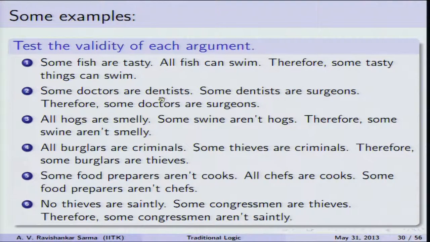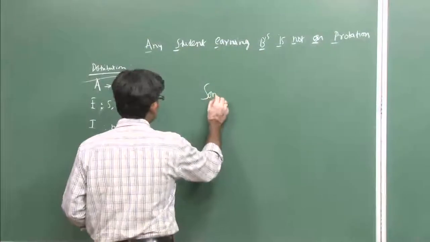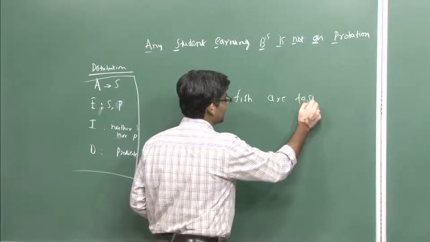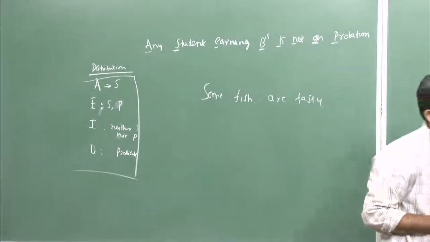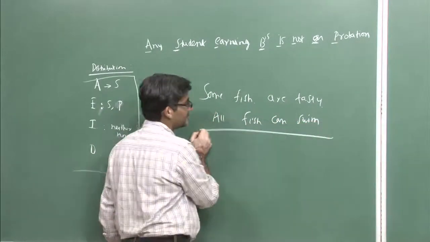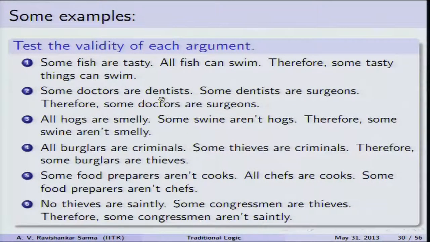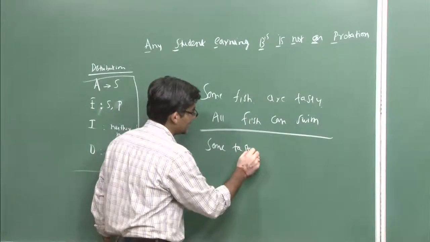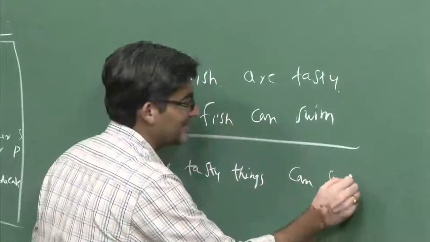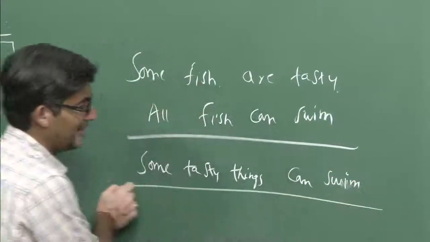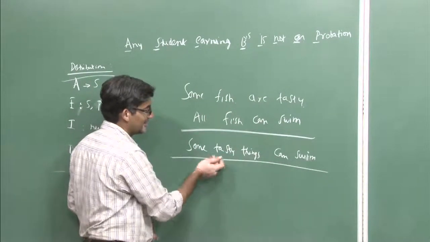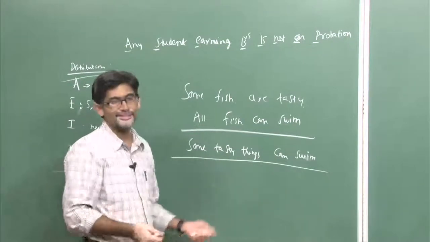So now let us consider some examples and analyze them in greater detail. Some fish are tasty, and all fish can swim. Then what is the conclusion here? Some tasty things can swim. Forget about what it means; as long as the form is there, we don't have to worry much about it. It doesn't matter whether fish are tasty things or swimming, or whether these things exist or not.